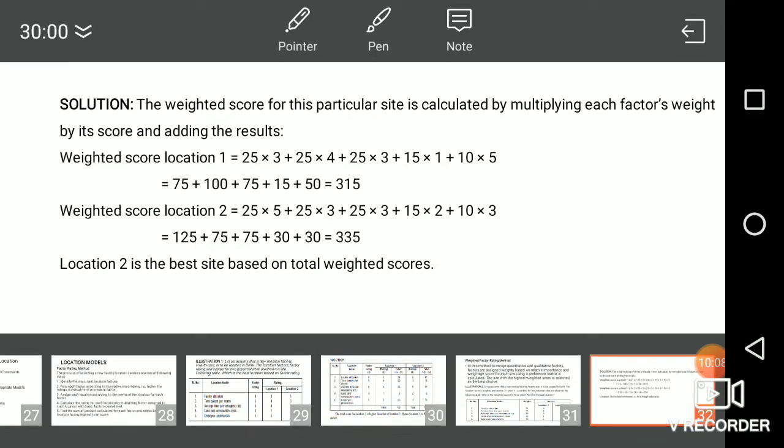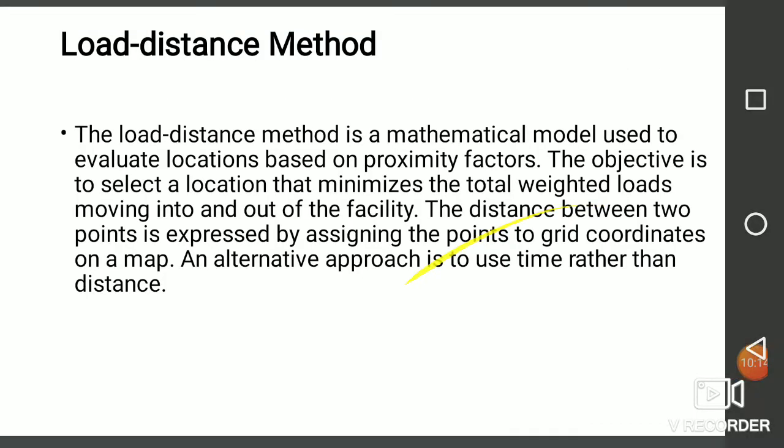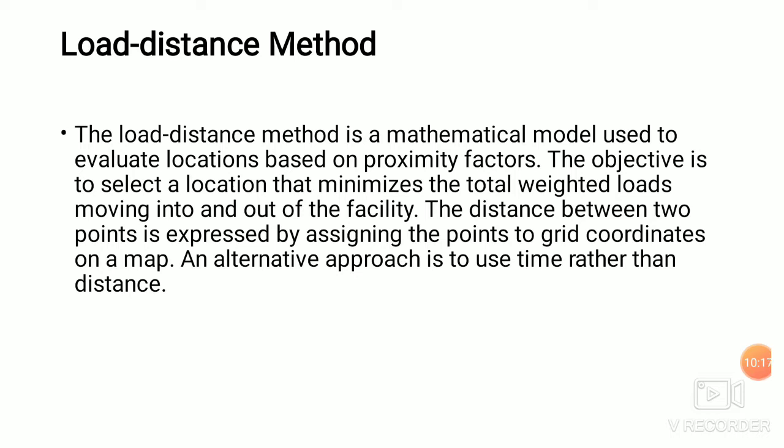The next model we are going to see is the load distance model. The load distance model is a mathematical model used to evaluate locations based on proximity factors. Proximity we know very well, it is the nearest factors. The objective is to select the location that minimizes the total weighted load moving into and out of the facilities. The distance between 2 points is expressed by assigning the points to grid coordinates on the map. An alternative approach is to use time rather than distance.